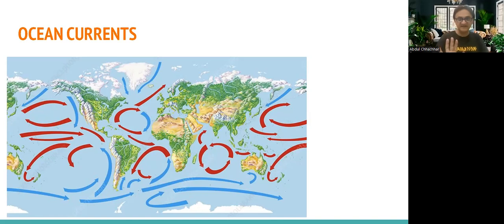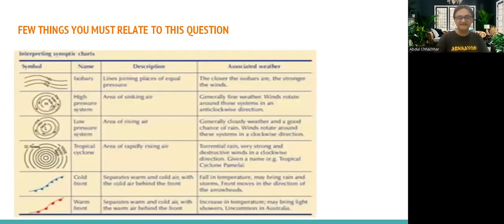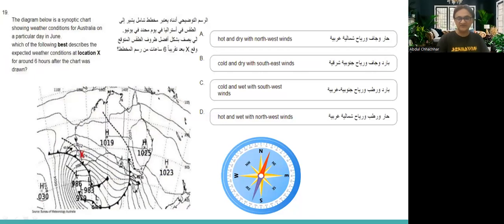Is that clear? So the direction is from the southwest, and southwest means we are talking about the cold currents. So we specify the information. Let's look at the options. Hot and dry with northwest: first thing, it's not the northwest. Cold and dry with the southeast: the direction is not southeast. Hot and wet with the northeast: again, it's not the northeast, because we already said this is the southwest.